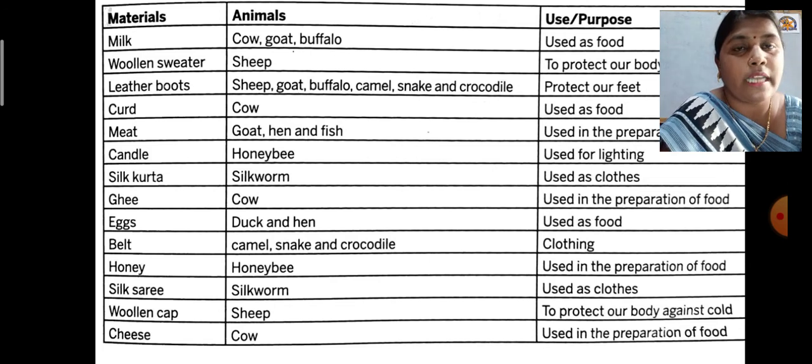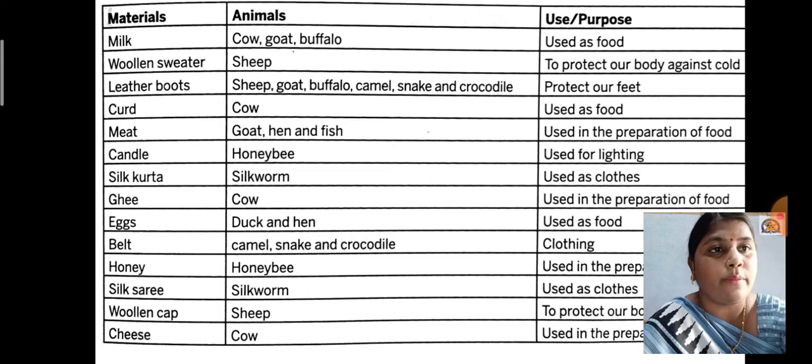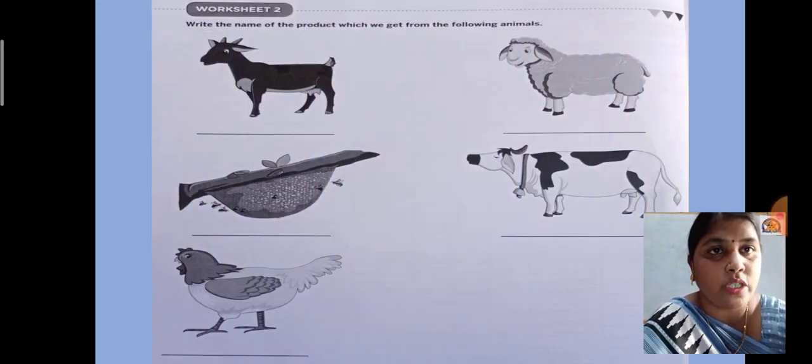So in this way these are the materials, made with the products which we get from the animals. The animals are present in the middle column, and the use of the materials is given in the third column. So I hope you understood worksheet number 1. So let us see the next, worksheet number 2.